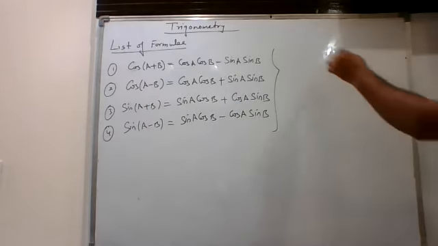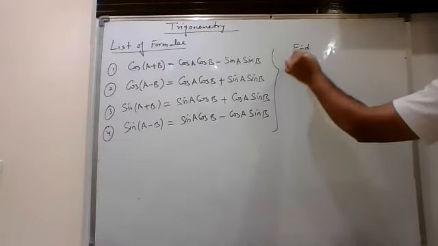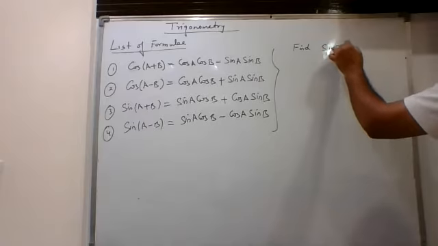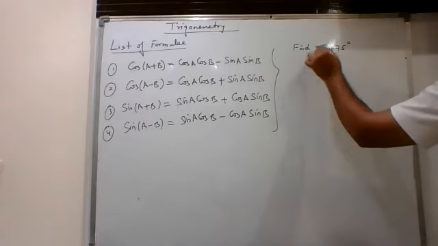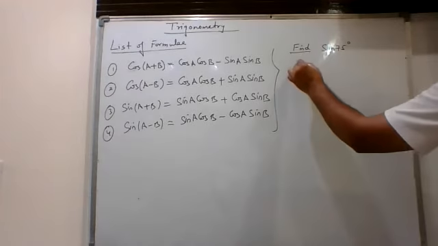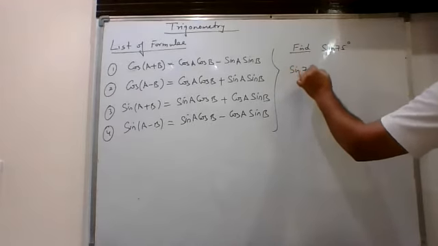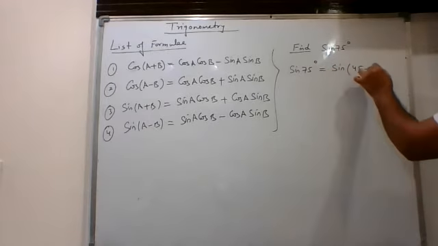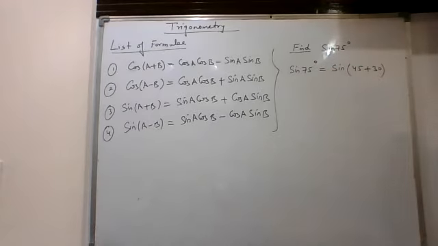So suppose the question is to find the value of sin 75 degrees. In order to find the value of sin 75, sin 75 degrees can be written in known angles as sin(45+30), because you know that 45 and 30 are standard angles, so we can easily calculate the values.